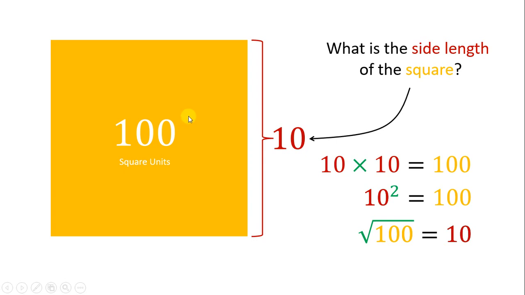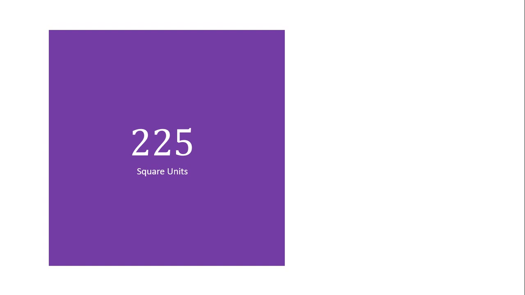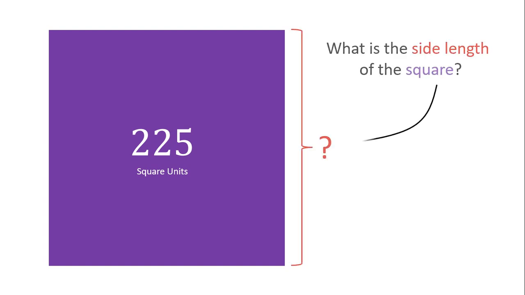So we are going to use this method to generalize a method to find the square root of any number. So let's start the video. Here we have another square with an area of 225. Can you find the side length of this square? Well, you can, but we can try to understand the method so that we can apply it to large numbers.